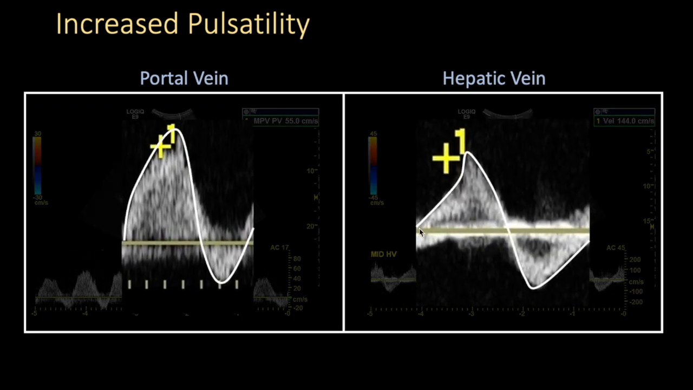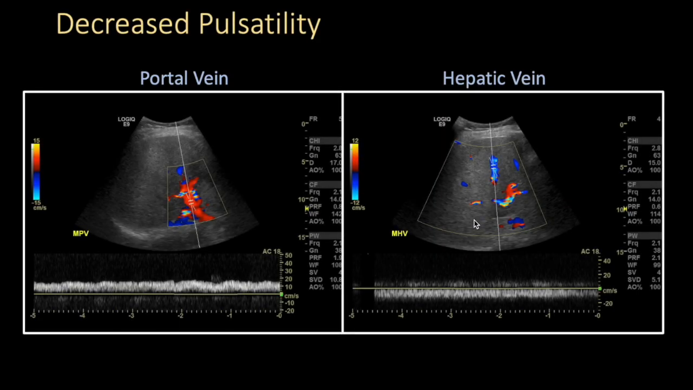And so here you can see that the pulsatility index of the portal vein is greater than 1. If you take the max minus the min over the max, that's going to give you a value greater than 1, so that's increased pulsatility. And this is how the hepatic vein looks when you have increased pulsatility.